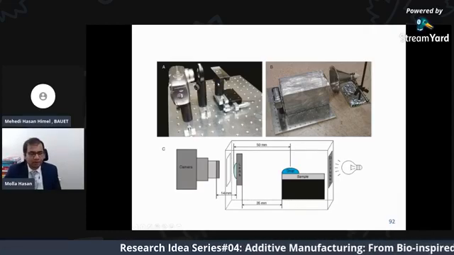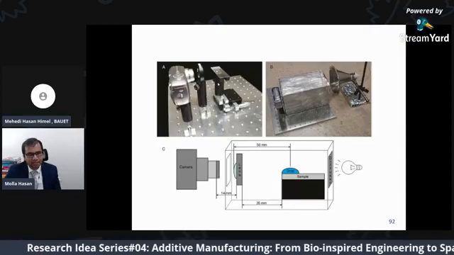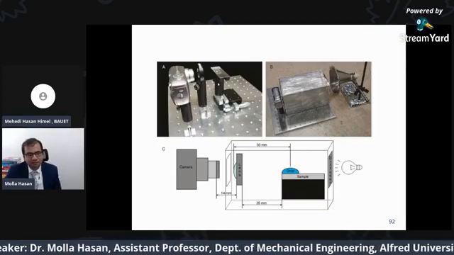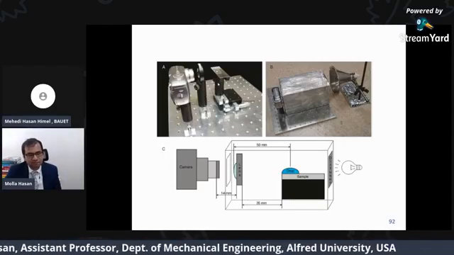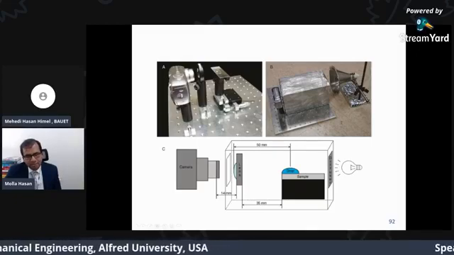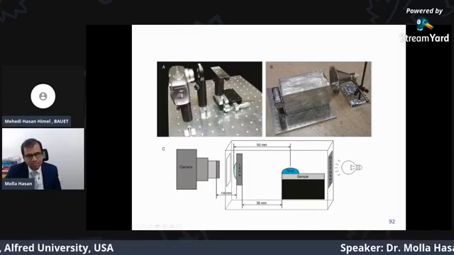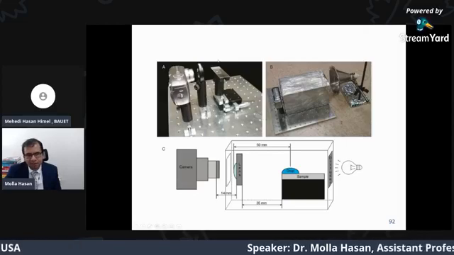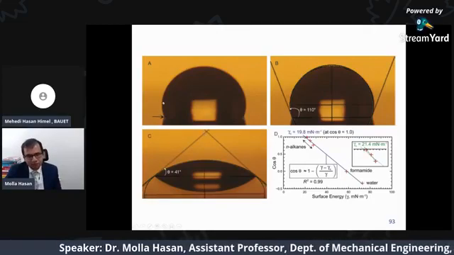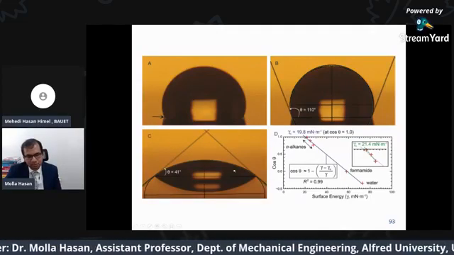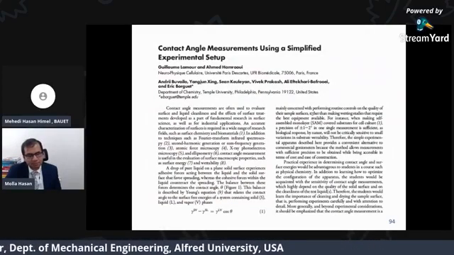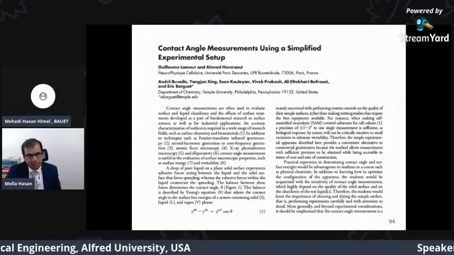Now, many researchers need contact angle measurement, and that equipment, if you want to buy it commercially, is $5,000 to $10,000, and sometimes a PI cannot afford it. But he made this instrument, this measurement system, for less than $500. And he did some software manipulation on how to measure the contact angle, and then he published this in a journal.